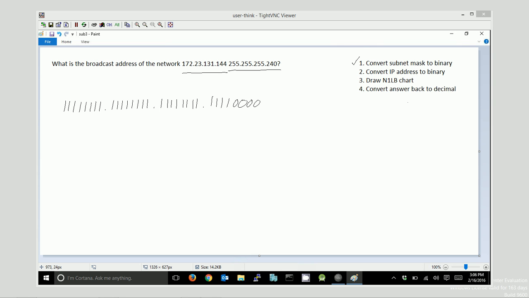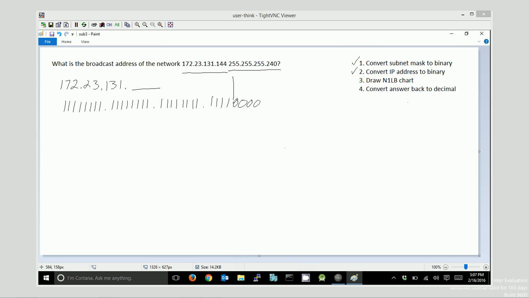So now that I've got that laid out, I can start to convert my IP address to binary as well. But one thing I can notice really quickly is that three of my four octets are all ones, which means that these octets are not going to change. 172.23.131 is going to stay the same from the first host to the last host. So 172.23.131.something is my answer. I just need to figure out what that is. The only part that I really need to worry about is this last octet, so I'm going to need to convert this 144 into binary.